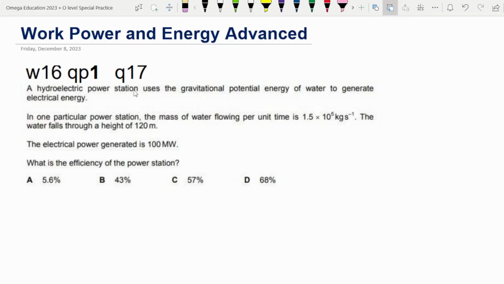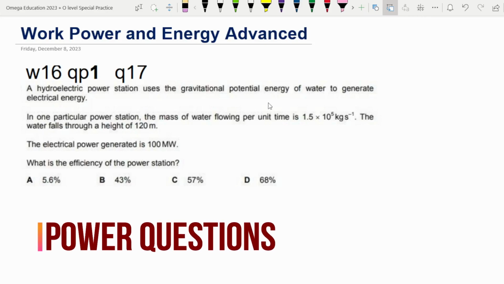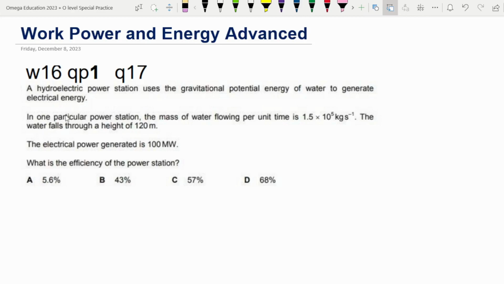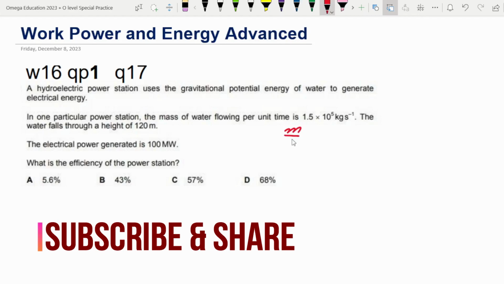A hydroelectric power station uses the gravitational potential energy of water to generate electrical energy. In one particular power station, the mass of the water flowing per unit time is 1.5 × 10^5 kilograms per second. This is mass flowing per unit time, so this thing is m divided by t.